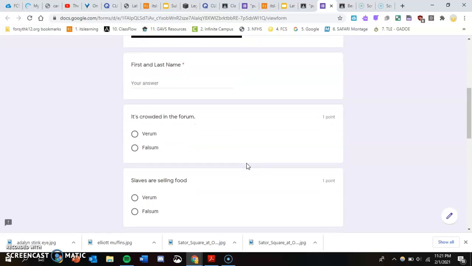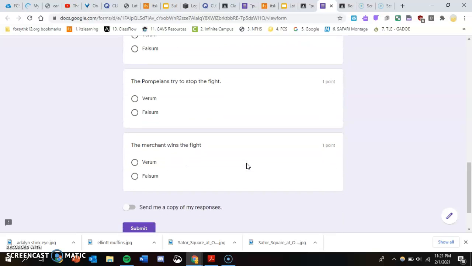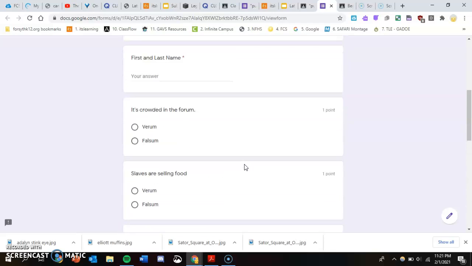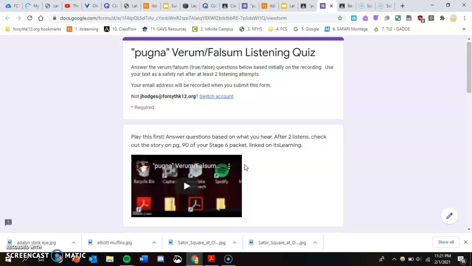After the second or third time listening, if you don't have an answer for any of these, feel free to look at the stage 6 packet. The links are in those 2 places I just showed, and there's one right on the slide. Go to page 90 and look at the story, and you'll be able to look at the gloss and look up words and see what I'm saying in case you didn't understand me, and try to answer that way. But first, give it a couple of good attempts by just listening to it.